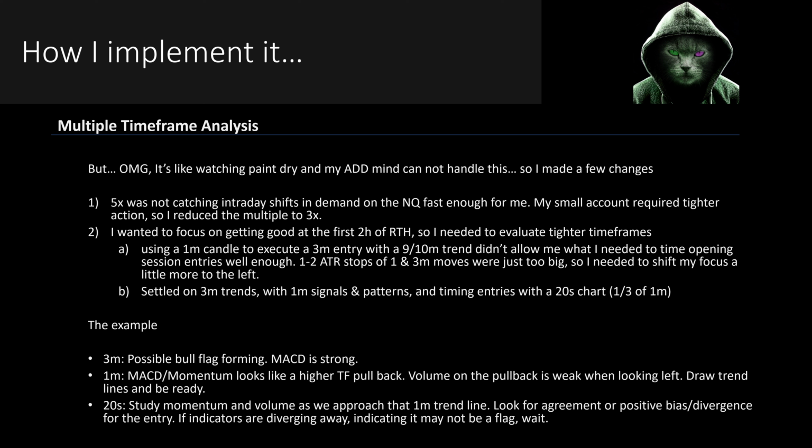So at this point, I start to draw those trend lines on that 1 minute chart. And then I'm studying the momentum and volume on my smallest time frame as we approach those trend lines. And I'm looking for my indicators to agree, hey, it looks like we're going to break out of this, or for them to diverge. Hey, price is moving up towards that trend line. It's moving up towards a possible flag break, but momentum isn't great and volume's not great. So at that point, it might not be ready to break that flag just yet. Let's dial it back and wait.